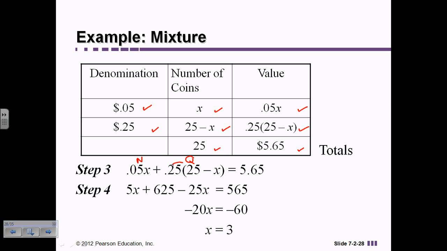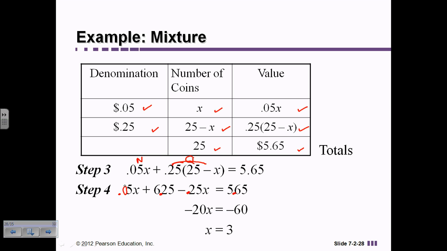I have to distribute over here on the right, so I end up with, there was a step done here. So let me just say this comes out to be 6.25. This comes out to be 0.25x. This is 5.65. And this is 0.05x.